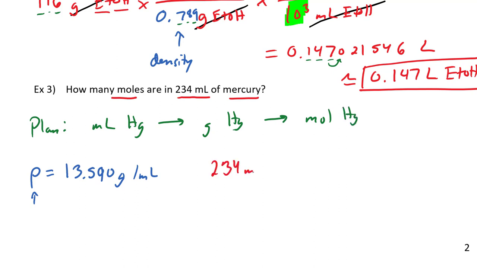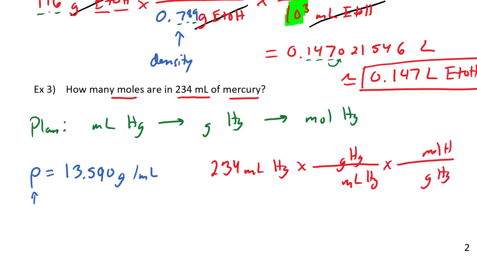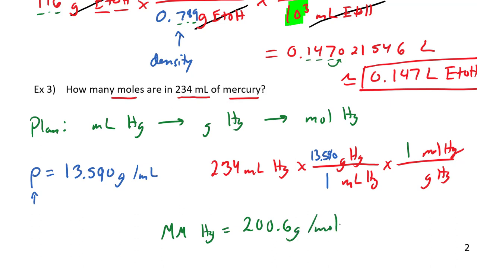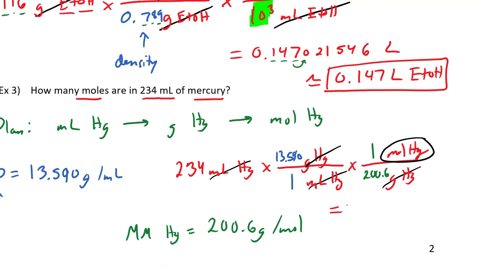Let's do that now. 234 mL of mercury, going from mL of mercury to grams of mercury, and then going from grams of mercury to moles of mercury. Use our density here, 1 mL, 13.590 grams. And our molar mass, remember it's always grams per 1 mole. What's the molar mass of mercury? If we go to our periodic table, it says it's 200.6 grams per mole. mL cancel mL, grams cancel grams, left with moles. 234 times 13.590 divided by 200.6. Do the math now.